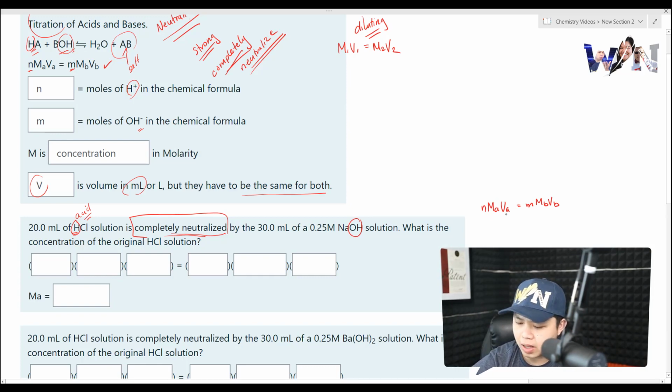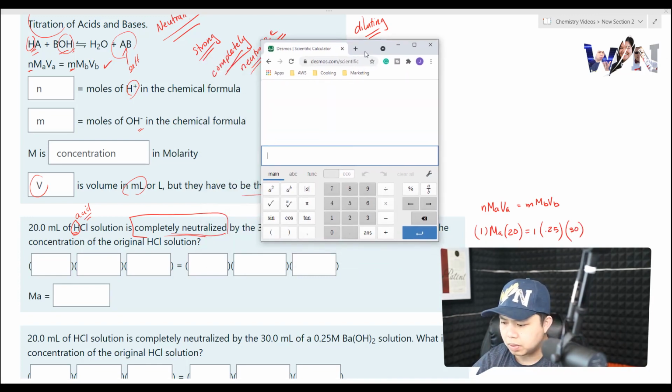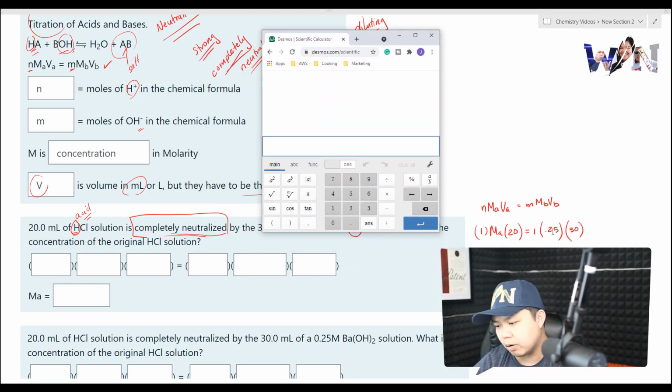So what we have here for the acid, we just have one hydrogen, okay? For the Ma, we are looking for it, okay? So Ma. And then for V, we have 20 milliliters. Again, we don't have to worry about converting to liter. That's the beauty behind this equation. And then for the base, right there, we just have, look at that, beautiful, isn't it? We just have one. And then for the Mb, we just have 0.25, okay? And then for the volume, we just have 30 milliliters. So we multiply, okay, multiply, we can ignore the 1, of course, 0.25.